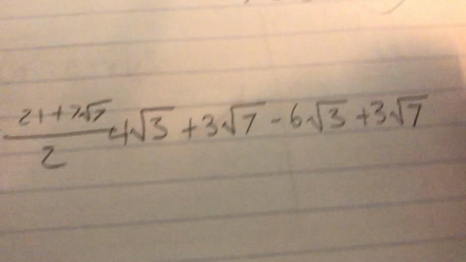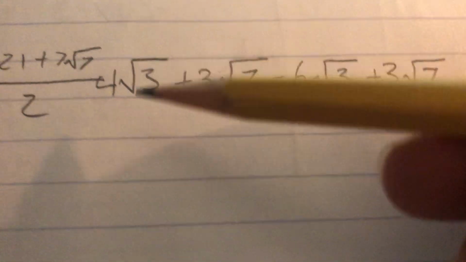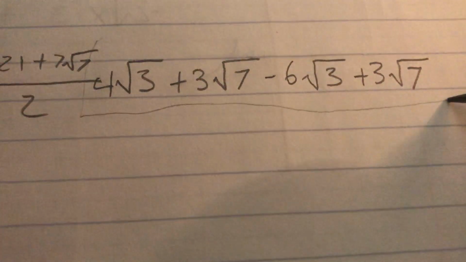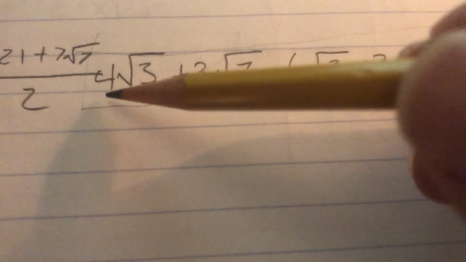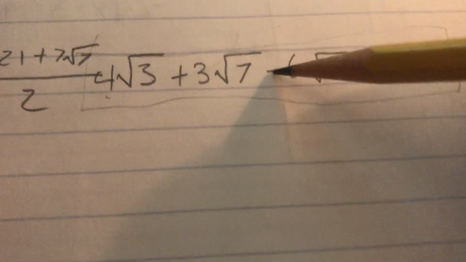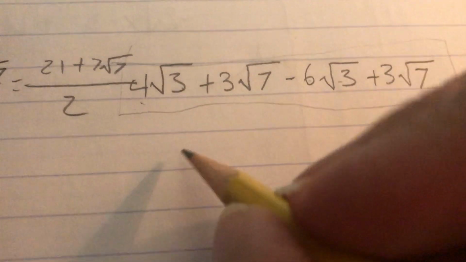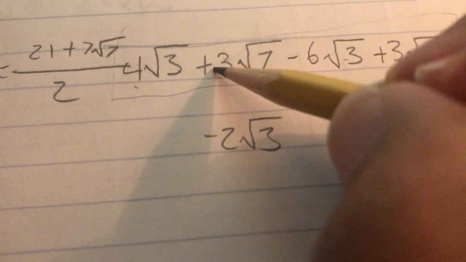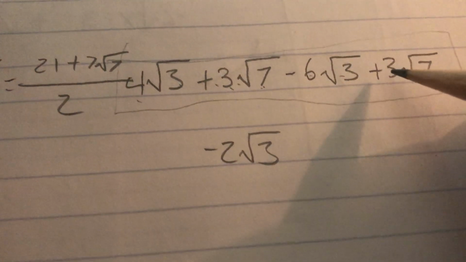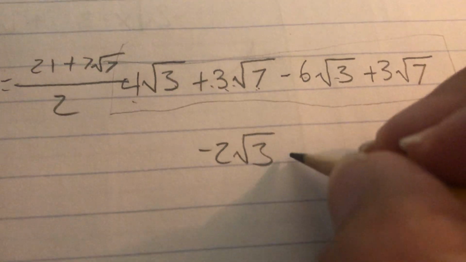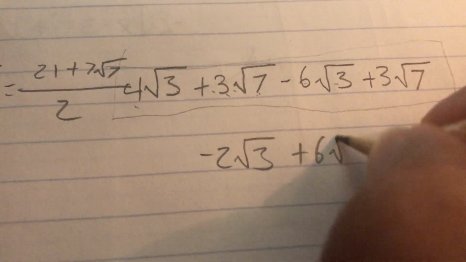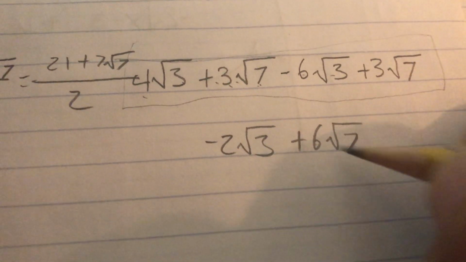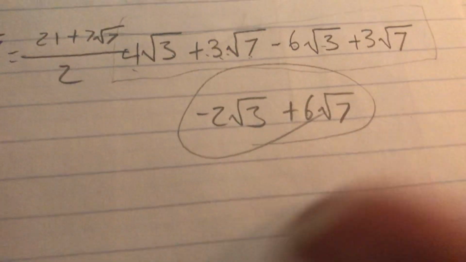Now, I kind of bled into this one over here. This one looks complicated, but in reality, it's very simple. You're just combining like terms. 4 square root of 3 combines with minus 6 square root of 3, and that becomes negative 2 square root of 3. The positive 3 square root of 7 and another 3 square root of 7 becomes positive 6 square root of 7. You can't combine these like terms. Final answer is right there.